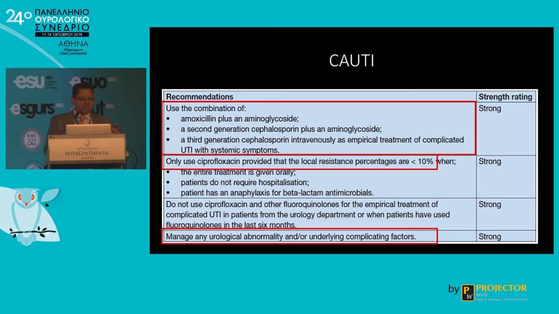I think this is variable. It depends on the local prevalence. In our hospital, for example, for catheter infections, we normally give gentamicin as a first line and then some other antibiotic depending on the resistance pattern. But again, if the resistance to ciprofloxacin is more than 10%, you should not be giving ciprofloxacin to this group of patients. And manage any underlying abnormality. So if they've got an issue, if they've got a bladder stone, for example, then you have to manage it. Otherwise, it's not going to settle down.